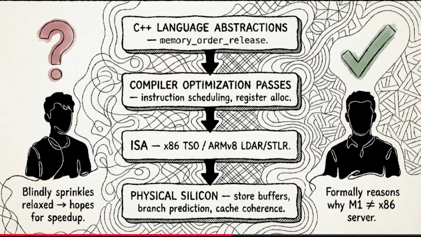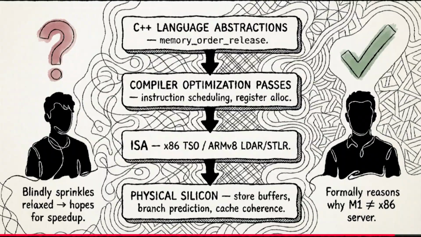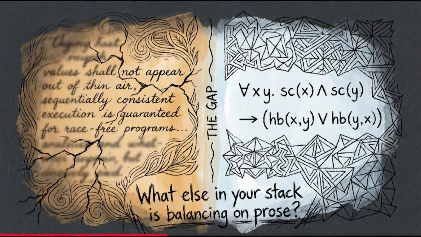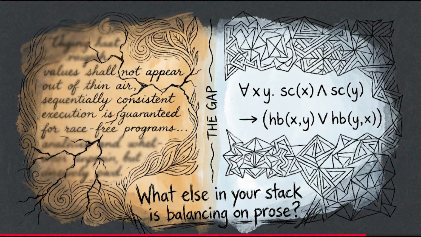Understanding this chronological evolution is the critical difference between a developer who blindly sprinkles memory_order_relaxed into their code, hoping for a magical performance bump, and an engineer who can formally reason about exactly why a lock-free queue behaves differently on an M1 ARM chip compared to an Intel x86 server. Trust the SC-DRF contract by default. Absolutely. Write data-race-free code, use standard mutexes or sequential consistency, and let the compiler guarantee your sanity.